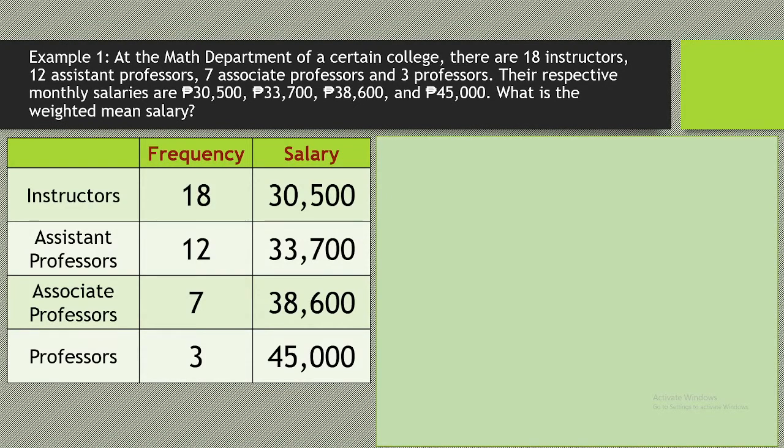So in our first example, at the math department of a certain college, there are 18 instructors having a salary of 30,000, 12 instructors having a salary of 33,700, 7 associate professors with a salary of 38,600, and 3 professors with a salary of 45,000. So the question here is, what is the weighted mean salary of all the teachers over here?